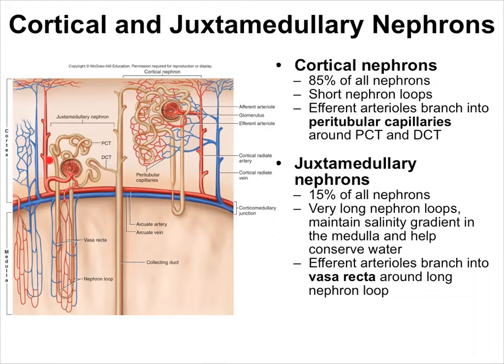Here we have a juxtamedullary nephron. Juxta means nearby or next to. So what this literally means is a nephron that is next to the medulla. And so you can see here, this glomerulus is located right above the medulla. So this, again, has a proximal convoluted tubule coming out, and it has a loop of Henle that dips way down into the medulla before coming back up to the distal convoluted tubule.